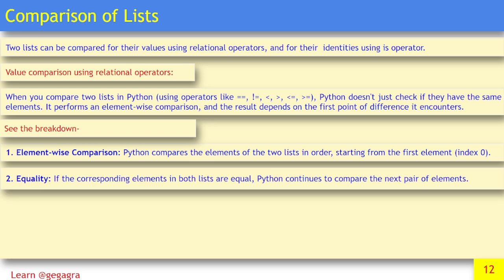Equality. If the corresponding elements in both the lists are equal, Python continues to compare the next pair. So suppose the elements at the same indices of both the lists are equal, then it moves to compare the next pair of both the lists.